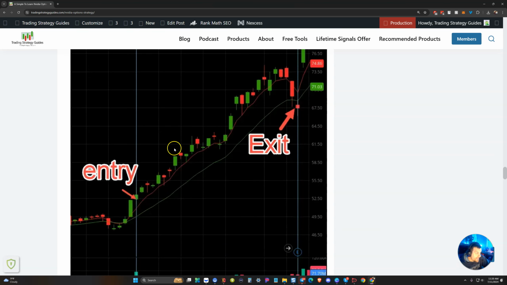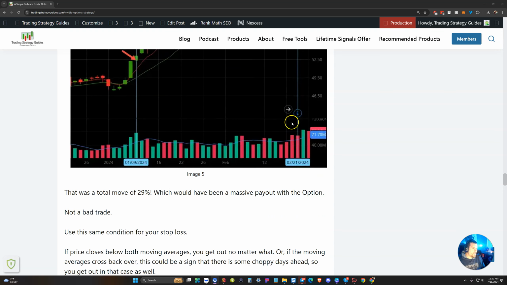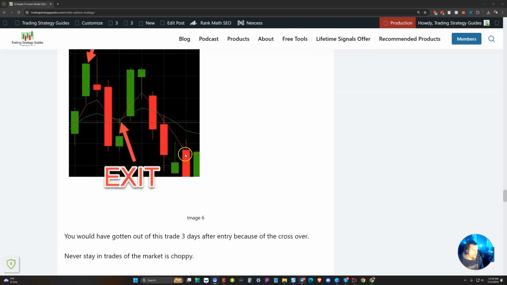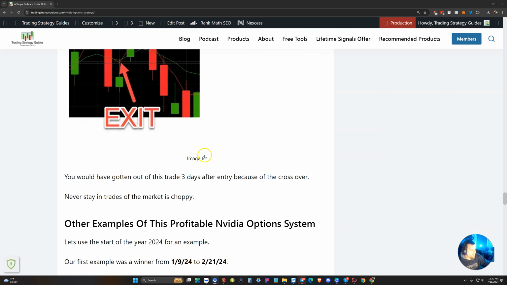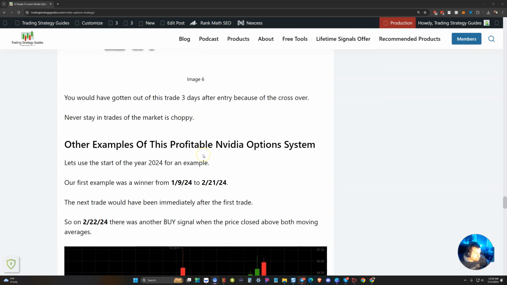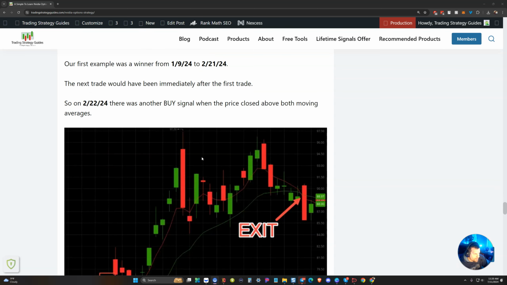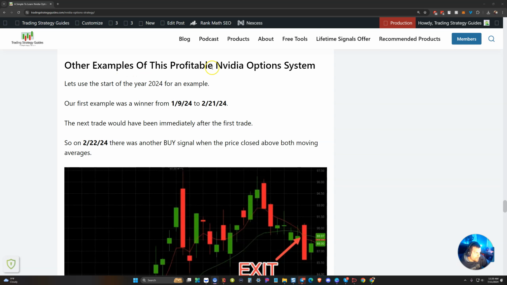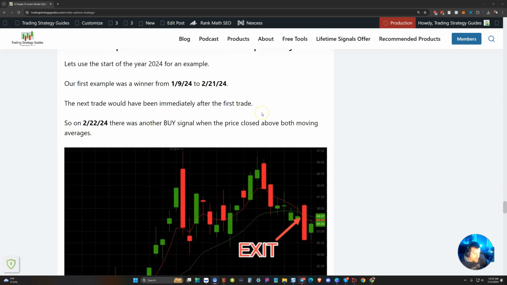Okay, so basically here's that example entry right here at 9:30 a.m., and then we would have been exited out right there. So great trade. Let's go ahead and keep going here. So we've got the stop loss, we know when to get out, and so let's go see if there are other examples of this strategy.